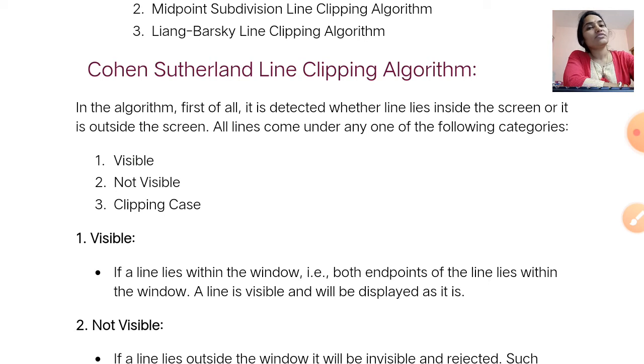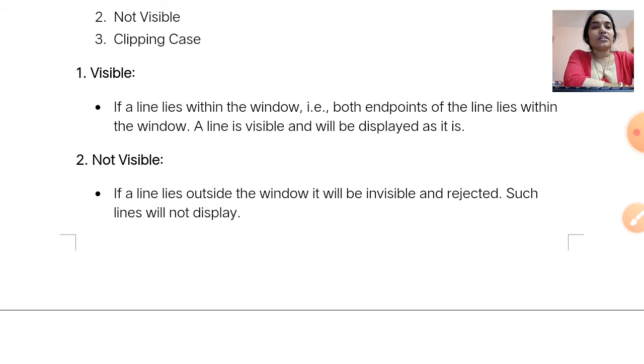First we discuss the visible case. If a line lies within the window, that means both endpoints of the line lie within the window, then the line is visible and will be displayed as it is. This is the first case. In the second case, not visible, if a line lies outside the window, it will be invisible, discarded and rejected. Such a line will not be displayed.